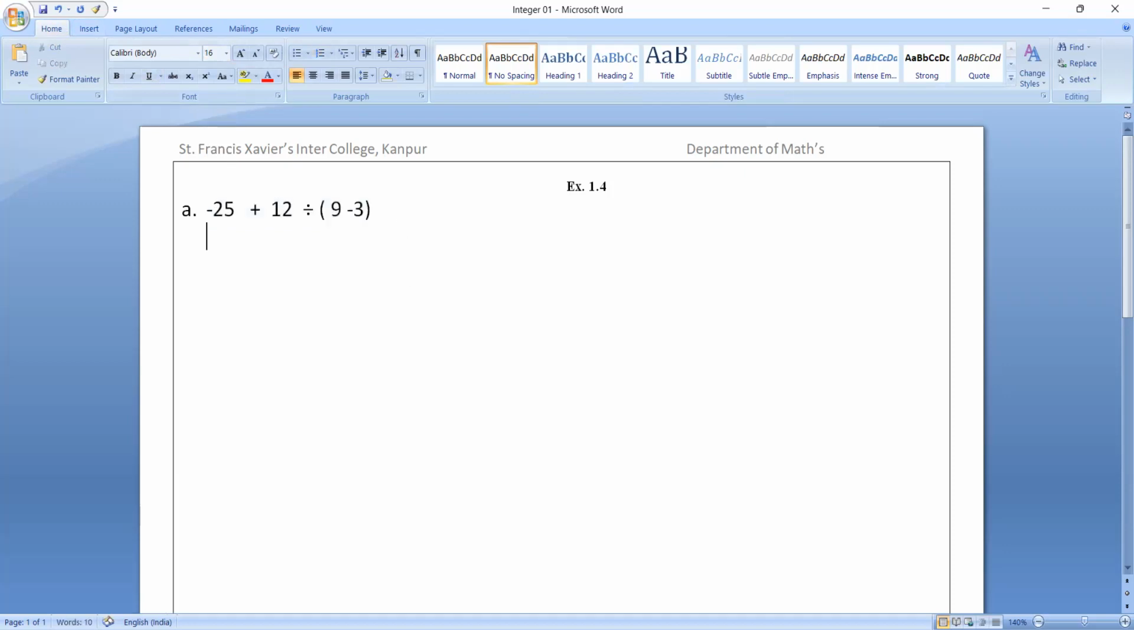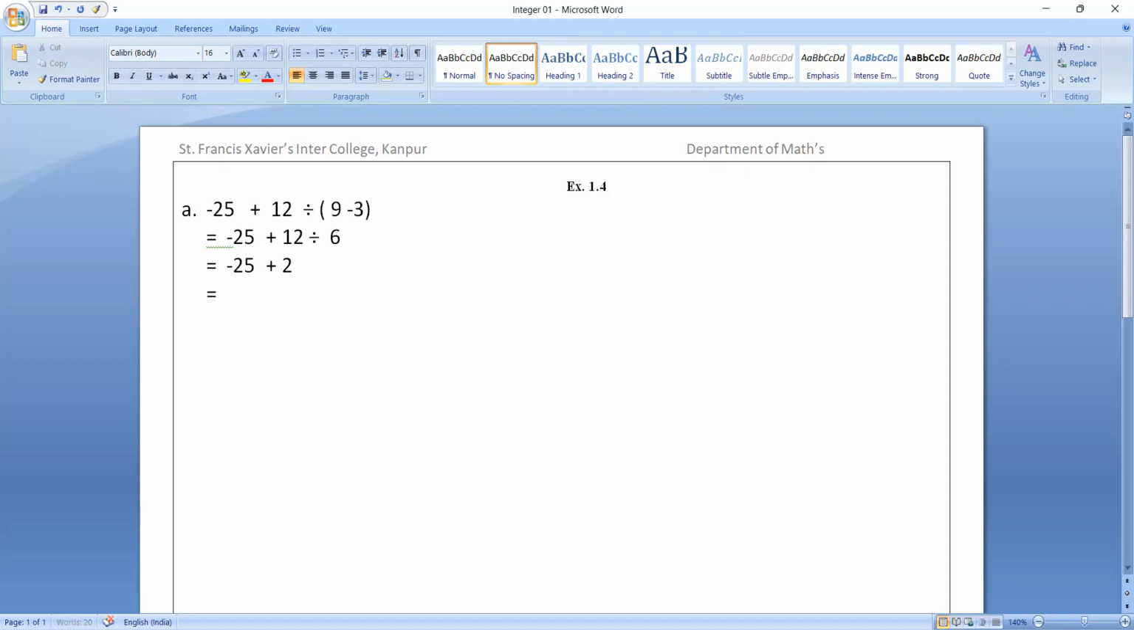As you can see, we have to solve the bracket first according to the BODMAS rule, because bracket comes first. So we have to write down 20 minus 25 plus 12, and write down the division symbol as it is. Now we have to solve this 9 minus 3, which equals 6, very easy. After solving the bracket part, we will solve the division part, because division's priority is higher than addition and subtraction. So we write minus 25 plus, and when 12 is divided by 6, what do we get? 2. This is very easy.